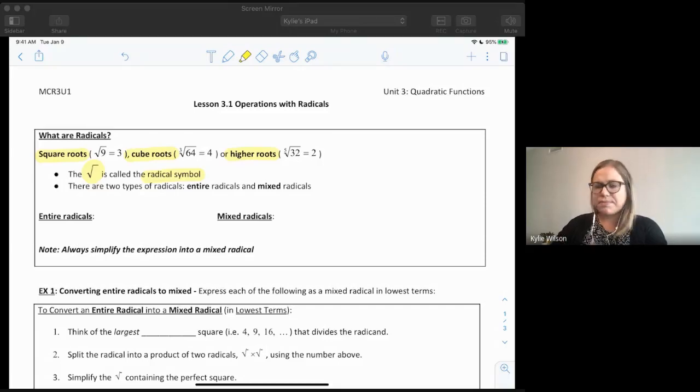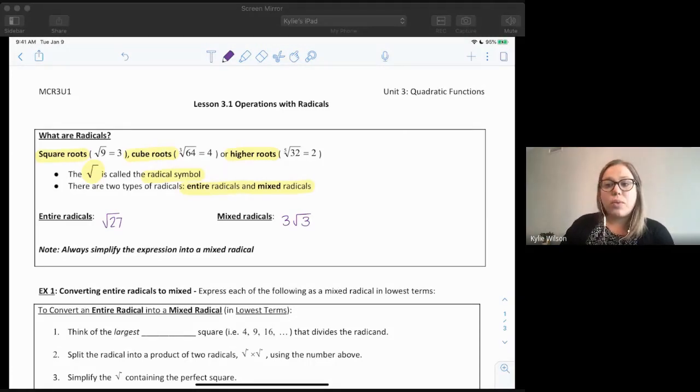And there are actually two types of radicals, and up until this point, we've only ever used one, but we have entire radicals and mixed radicals. So I can write them like this, the square root of 27, or I can write them like this, 3 times the square root of 3. And how I would word that if I was talking about it is I would say 3 root 3. That's how you would say that in normal words.